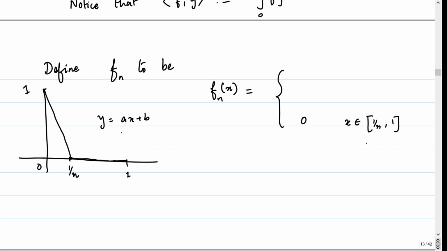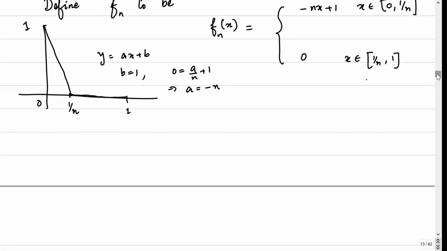That would imply that b is equal to 1. And at x is equal to 1 by n, y is 0. So 0 is equal to a by n plus 1, which implies that a is equal to minus n. So Fn of x is just minus nx plus 1 when x is in 0 to 1 by n. Yes, you can check that this is a continuous function.